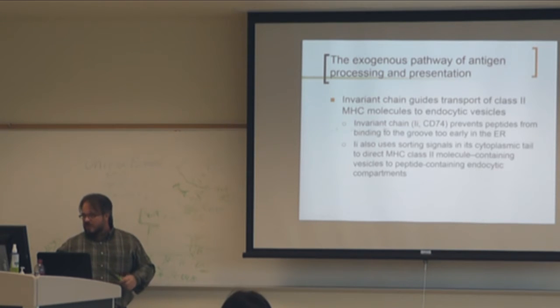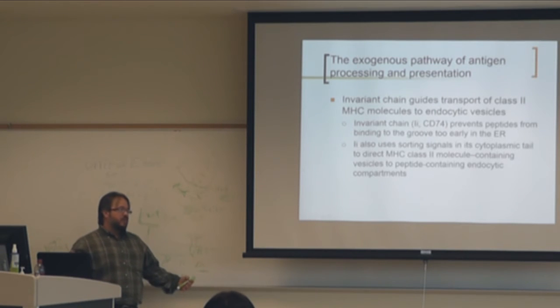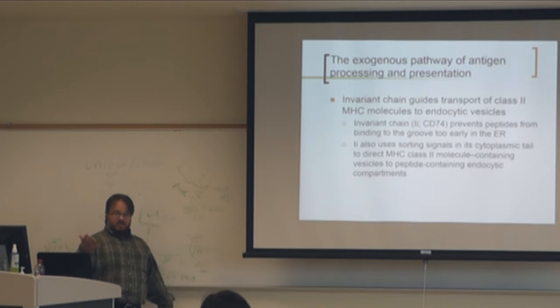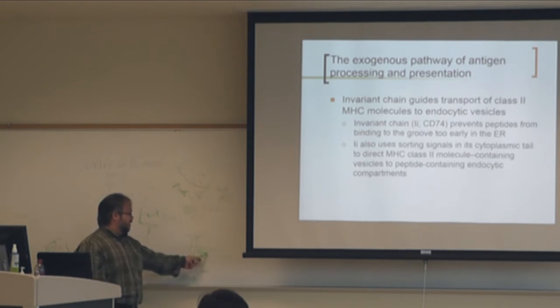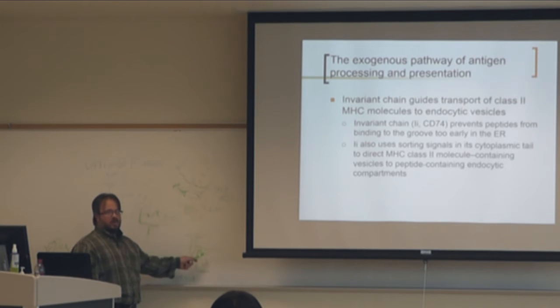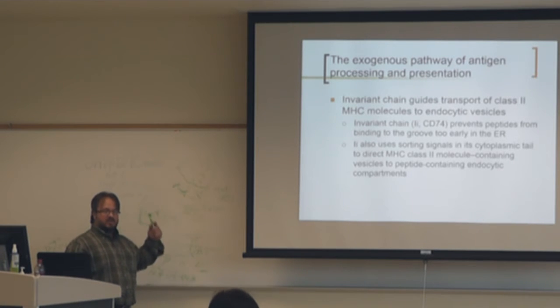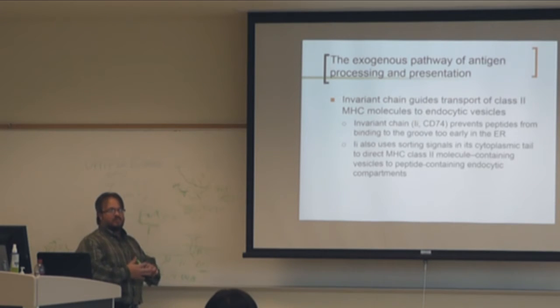So take home is invariant chain, big I, little I, also known as CD74, prevents peptides from binding the groove too early in the ER. If you don't have that invariant chain, it used to be thought, the textbooks used to say, that without this chaperone, class 2 could not travel to the cell surface. So is the invariant chain essential for trafficking? It is involved in trafficking, but not essential.